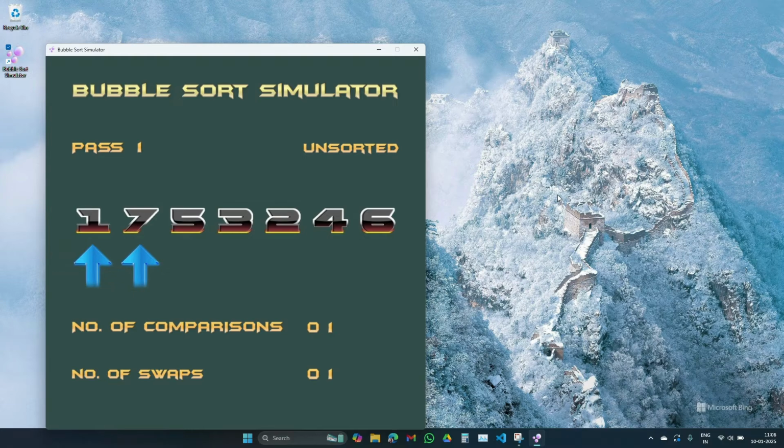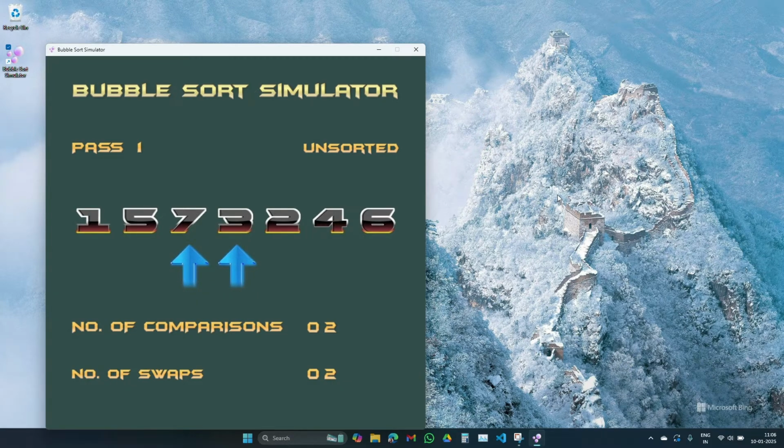The next step is to shift both the arrows by one position to the right. Again, we ask the CPU whether the left number is greater than the right number or not. Is 7 greater than 5? Yes, so again we ask the CPU to interchange the positions of both the numbers. After the swapping is done, we again shift the arrows by one position to the right.